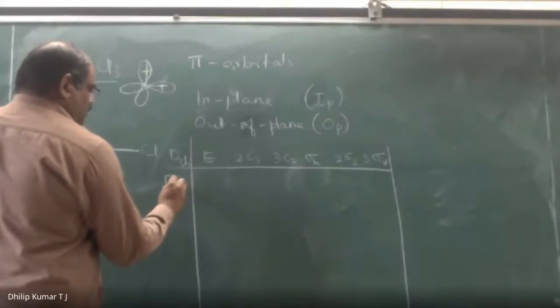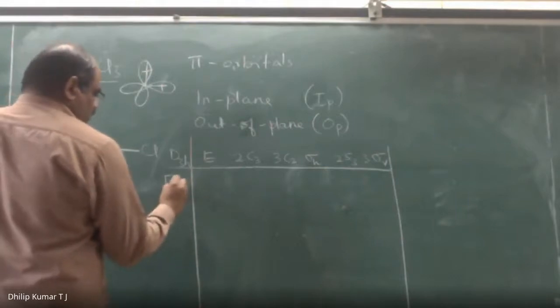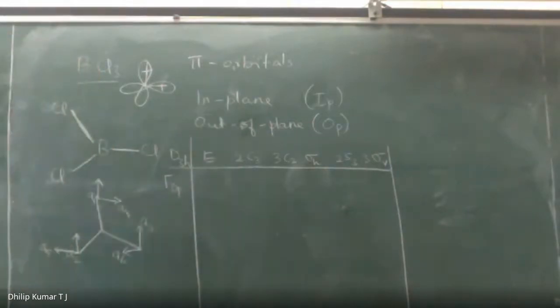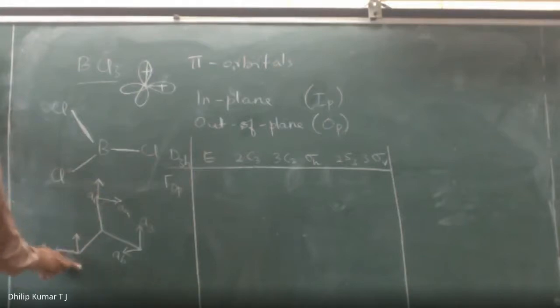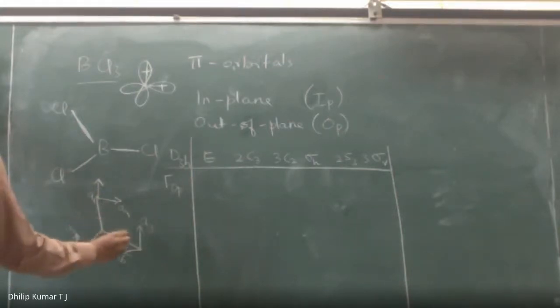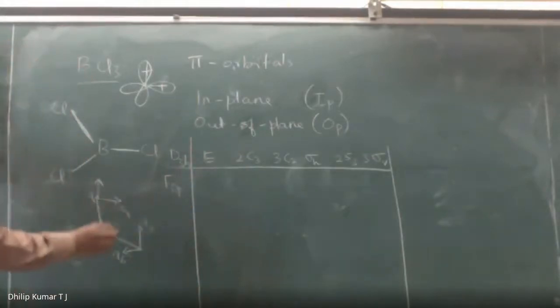You can say out of plane also; we write OP. So can you write it for this? What is the reducible representation for the out of plane pi orbitals of the BCl3 molecule? Out of plane are A1, A2 and A3. So you have A1 going out of the plane, A2 again out of plane, and A3 out of plane. We are taking only 3 vectors.